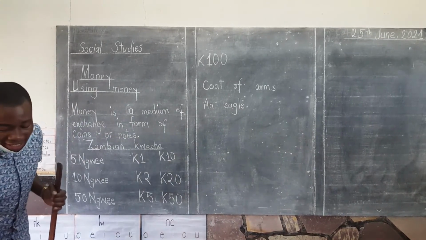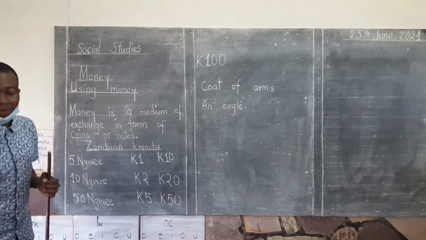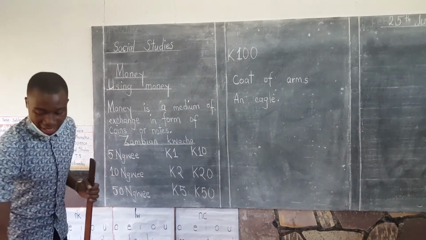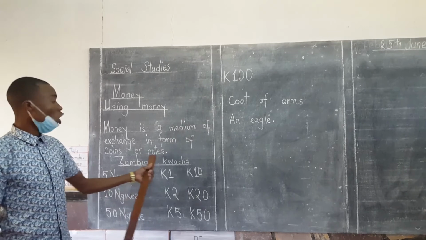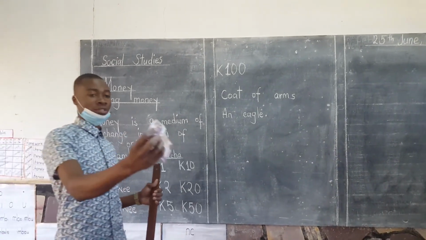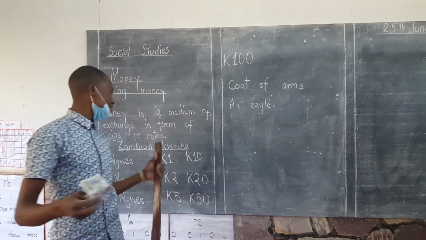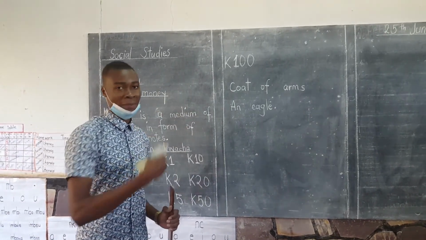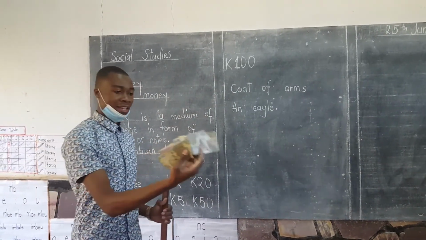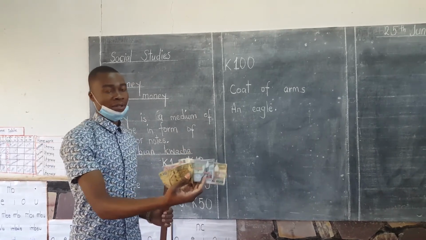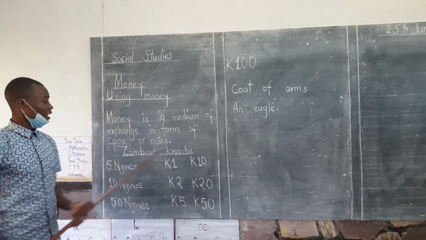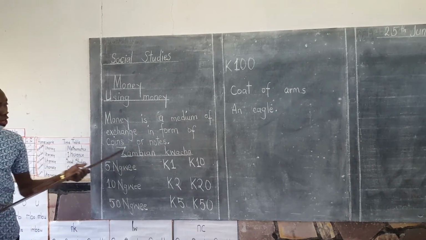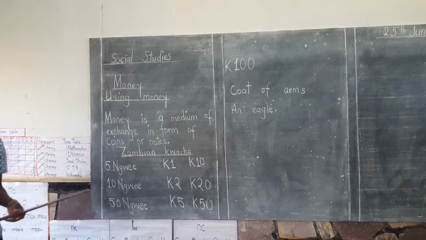Coins, we said this is a form of money which is made from metal. Then notes, these are the notes. We said notes are a form of money which is made in form of paper. So meaning this money is made from paper. Okay, then from there we looked at the coins as well as notes that are used in Zambia.